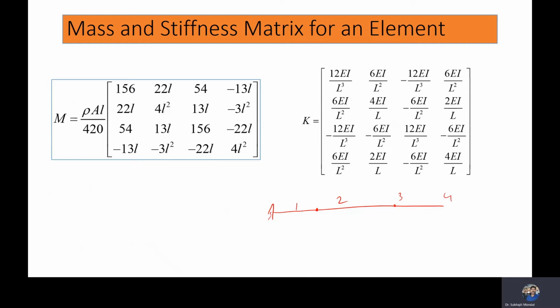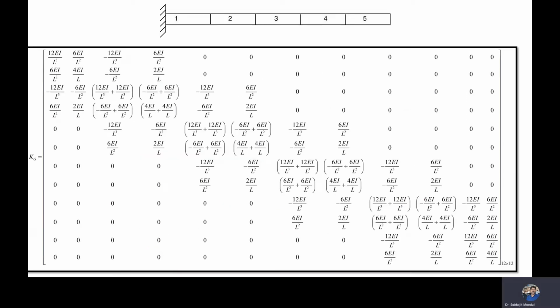Like that, if you have 4 elements, here we have degrees 1 and 2, here will be 3 and 4, here is 5 and 6, here 7 and 8. So we have elements 1, 2, 3. Basically the total degrees of freedom is (3 elements plus 1) into 2, so 8 degrees of freedom for this beam problem. For this case, our global stiffness matrix size will be 8 by 8.